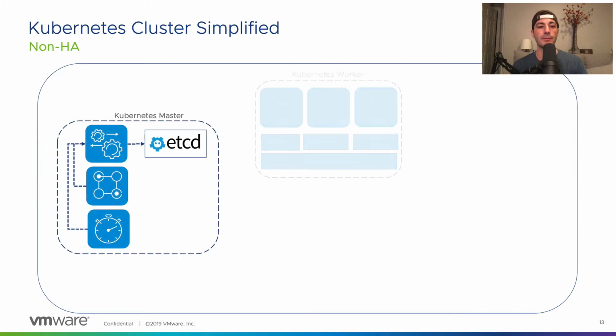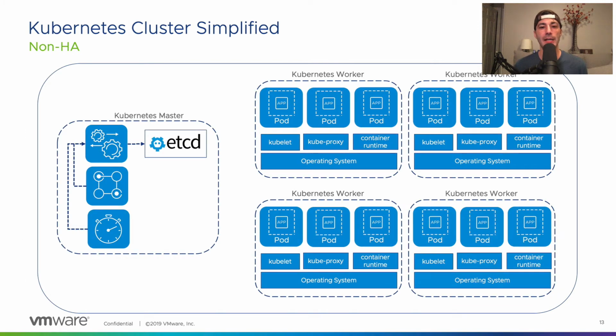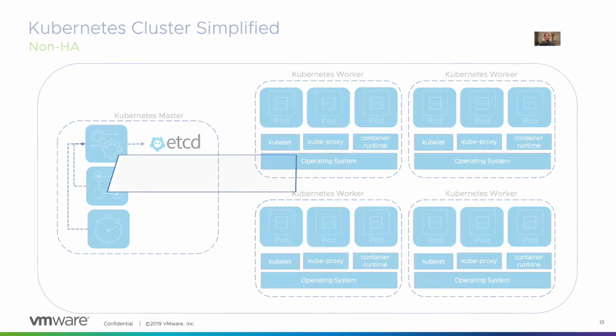So just a nice quick demonstration of what a non-HA cluster looks like. I've got my Kubernetes workload, my control plane, or master, whatever you want to call it. And then I've got multiple workers. Each one is running pods and all those different services inside of it. So again, a super simple way to look and see how this works.